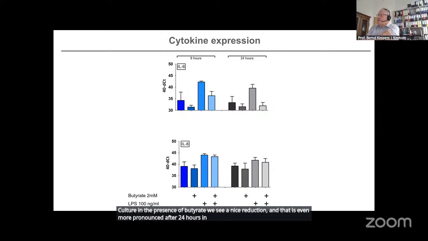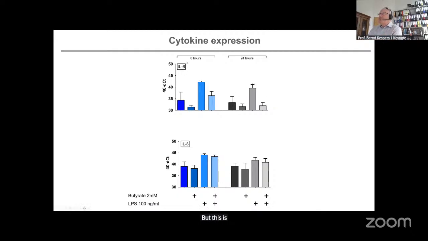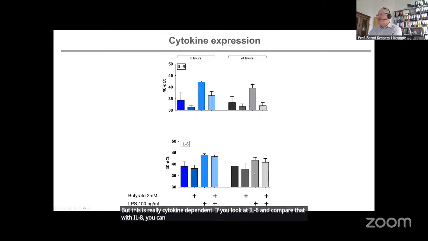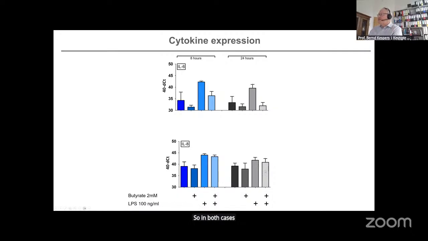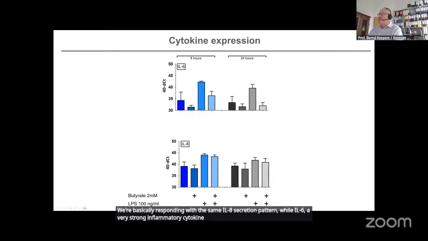and highly significantly reduced. But this is really cytokine dependent. If you look at IL-6 and compare that with IL-8, you can see there is not much of a difference between those cultured in the absence or presence of butyrate. So in both cases, these cells were basically responding with the same IL-8 secretion pattern, while IL-6, a very strong inflammatory cytokine, was very significantly reduced in these birds.